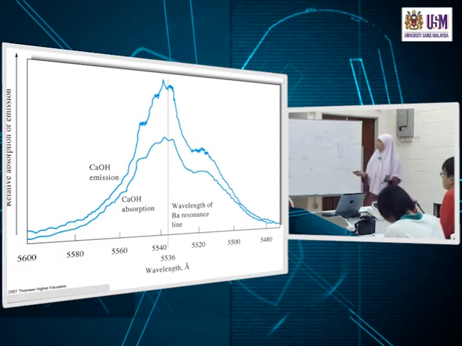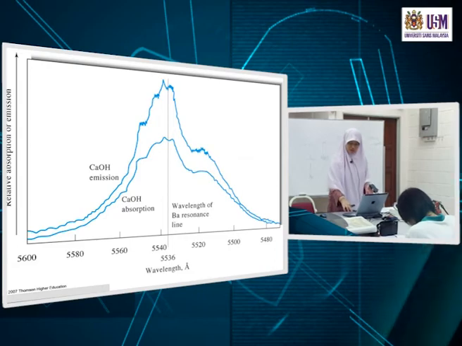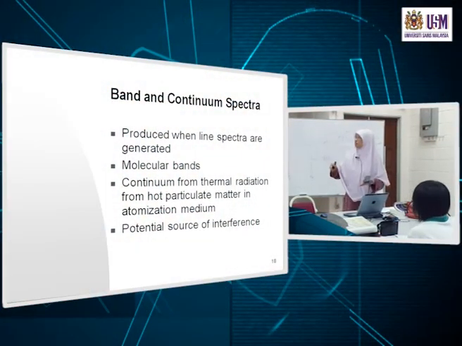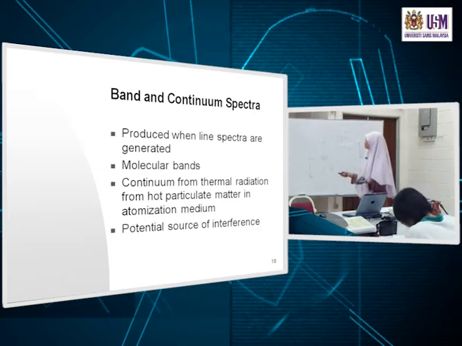So in that case, we talk about the CaOH emission being an interference. Why? You only want to measure barium, yet you are now measuring the emission of something else, which is categorized as band spectra. Here, this is band spectra that you want to get rid of. Somehow you must get rid of it. It is considered an interference. So molecular bands which overlap your atomic lines are considered interference.